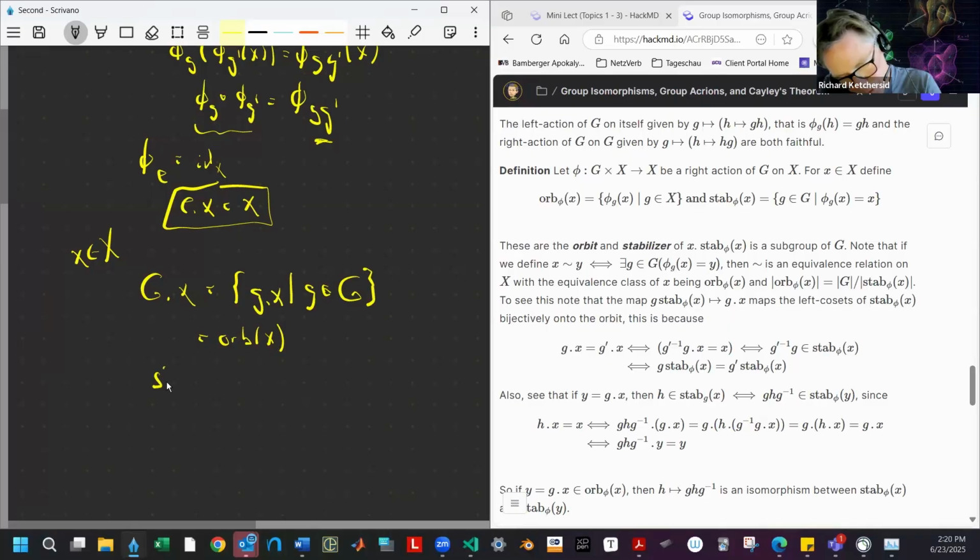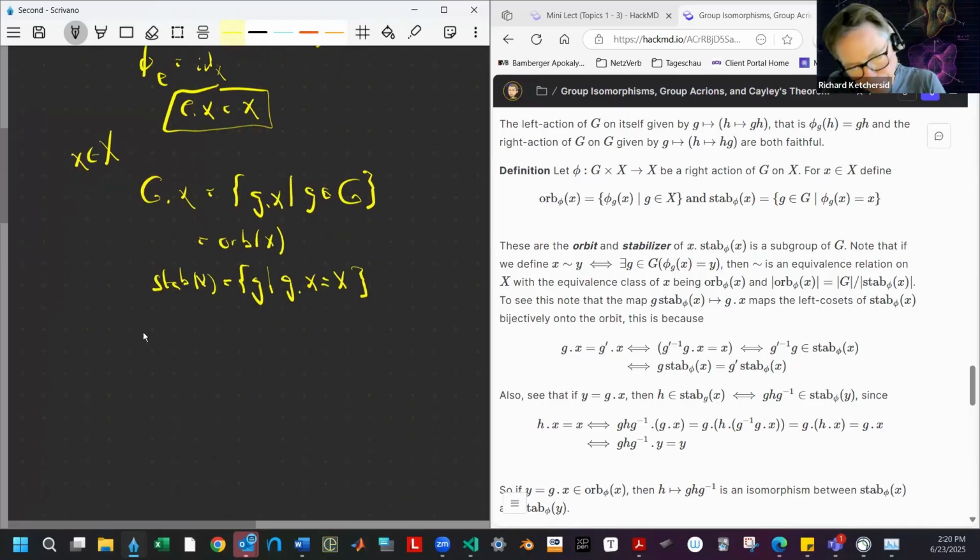And then we have this thing called the stabilizer of x. This is the set of all g such that g, when it acts on x, just gives you x back. So the things that just fix x. Here's an important thing: the stabilizer of x is a subgroup of G. That's one important thing. The other important thing is that the size of the orbit of x is actually equal to the size of G over the size of the stabilizer of x.